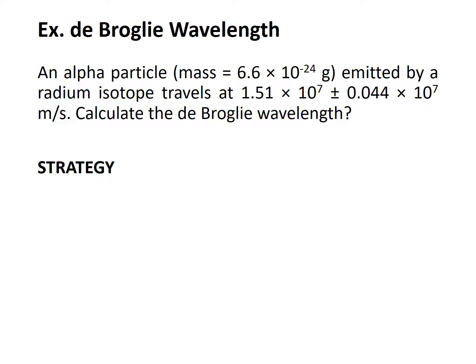In this question, we are asked to calculate the de Broglie wavelength for an alpha particle, which has a mass of 6.6 times 10 to the negative 24 grams, which is emitted by the radioactive fission of a radium isotope. The alpha particle is traveling at 1.51 times 10 to the 7 plus or minus 0.044 times 10 to the 7 meters per second, and this represents the speed of the alpha particle. So here we're asked to calculate the de Broglie wavelength, which is lambda.